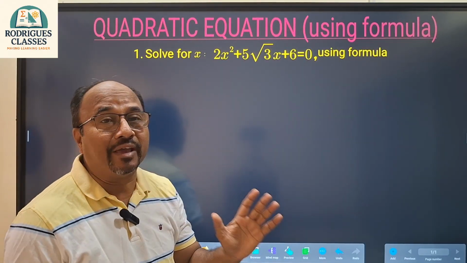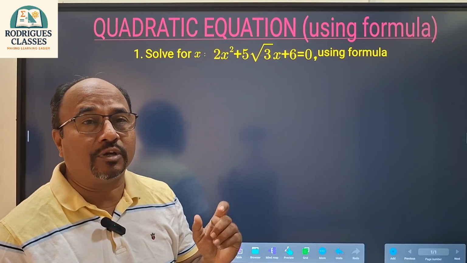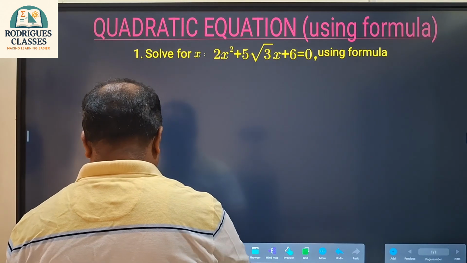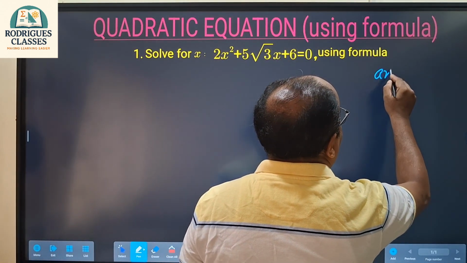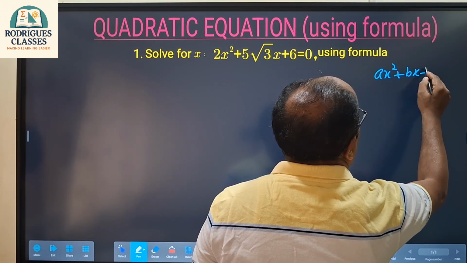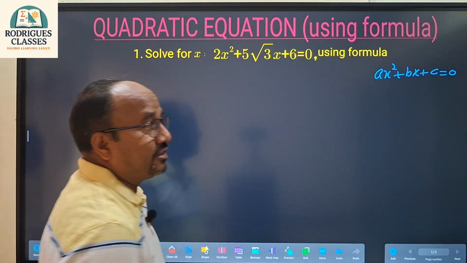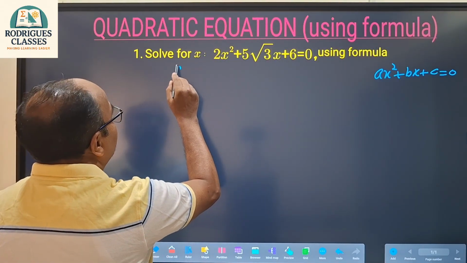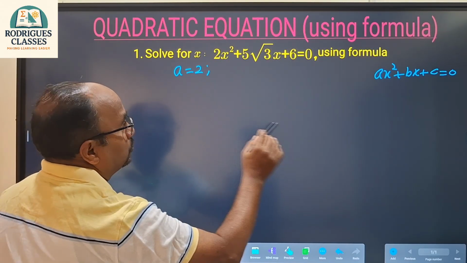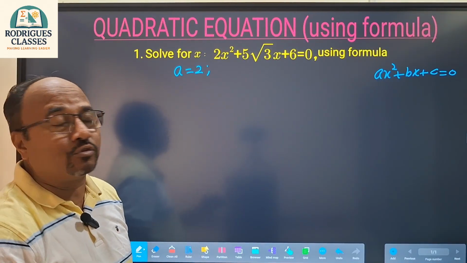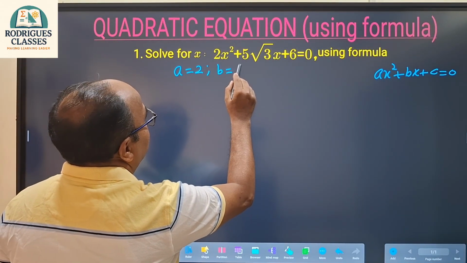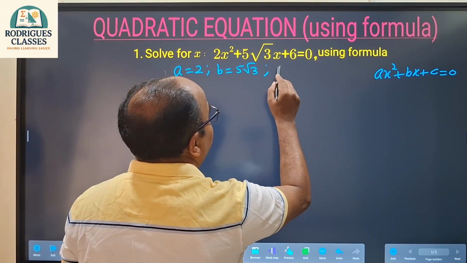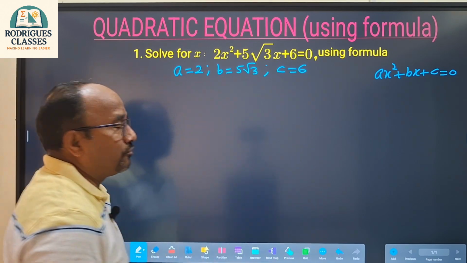So remember to compare it with the general equation of quadratic equation, that is ax square plus bx plus c equals to 0. Compare it with this equation. So what do you find with x square? 2. So we write here a is equals to 2. Bx is here and it is 5 root 3x. So b value is 5 root 3. And without x is 6 here and it is c here. So c is 6.